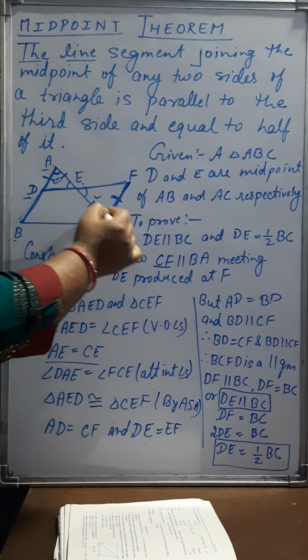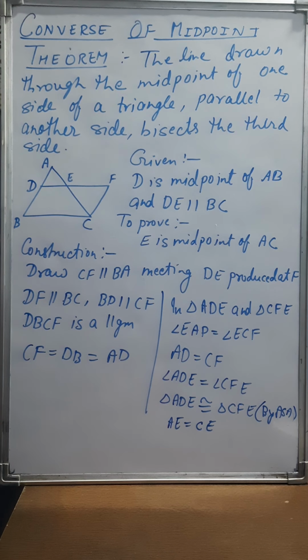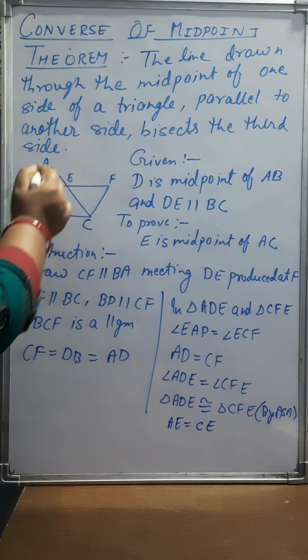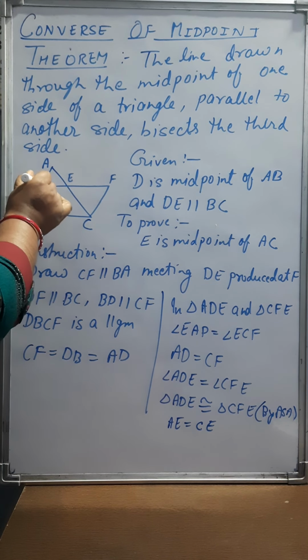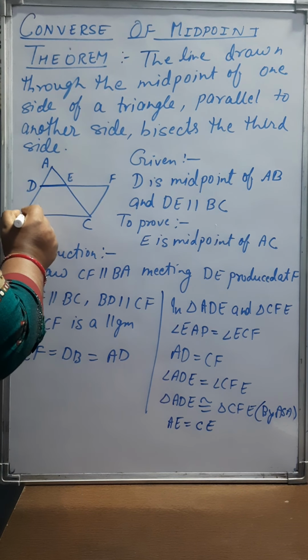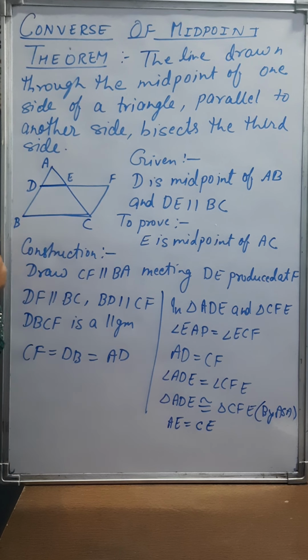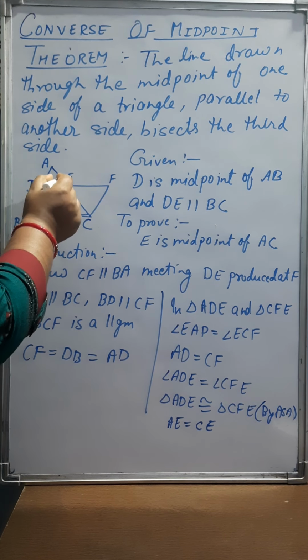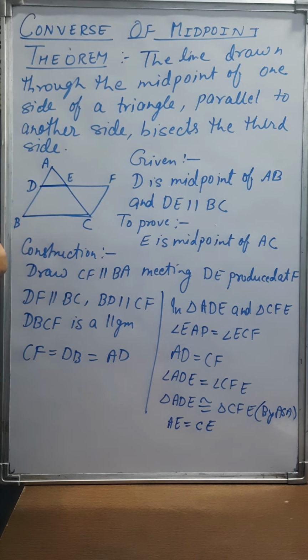Lastly, we will see the converse of the midpoint theorem, which says that the line drawn through the midpoint of one side of a triangle parallel to another side bisects the third side. So here in triangle ABC, I took D as the midpoint of AB. A line through D, which is DE, is drawn parallel to BC. We have to show that the point at which it intersects AC, which is E, will be a midpoint of AC. The same I wrote here.